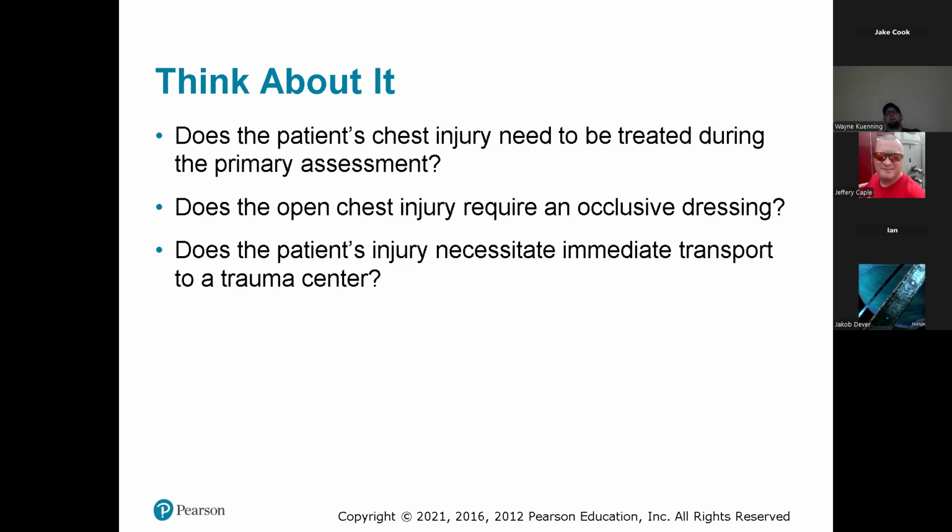Does the patient's chest injury need to be treated during primary assessment? What chest injury needs to be treated during primary assessment? That's going to be your sucking chest wounds. Does the open chest wound require an occlusive dressing? That's going to be your sucking chest wound. Does your patient's injury necessitate immediate transport to a trauma center? Any penetrating trauma to the chest is rapid transport to a trauma center, because nobody has X-ray vision in the back of an ambulance.